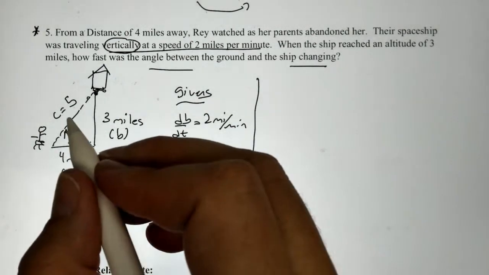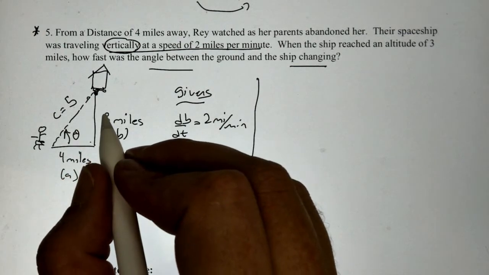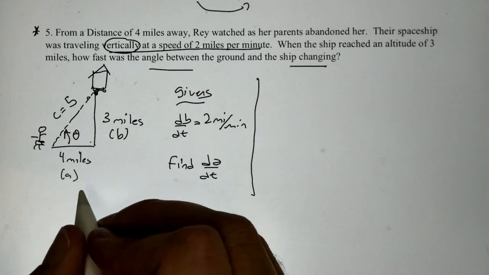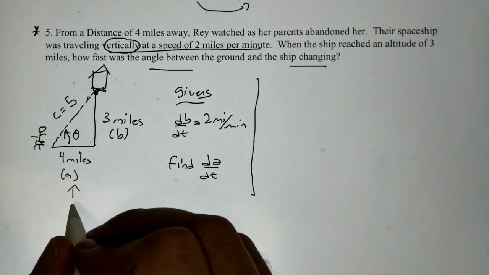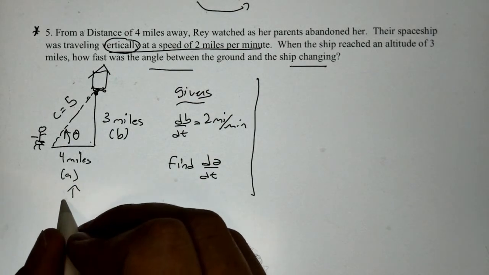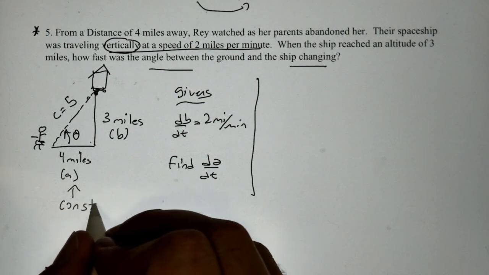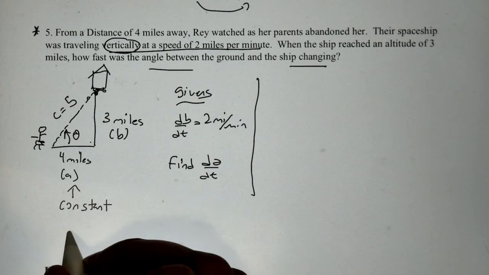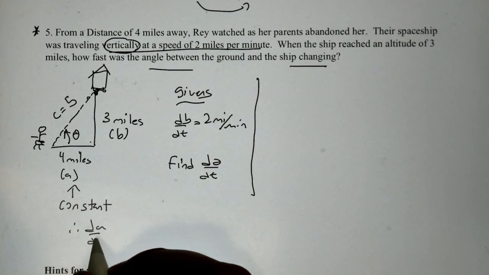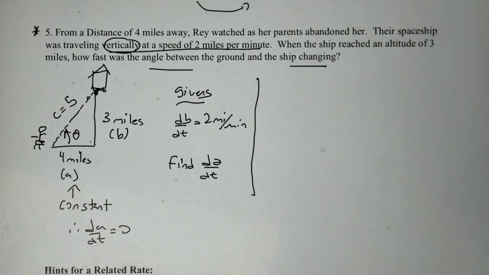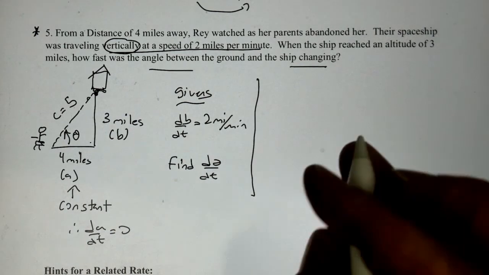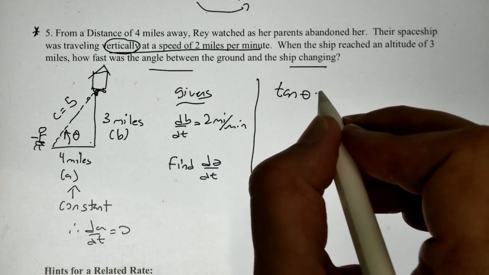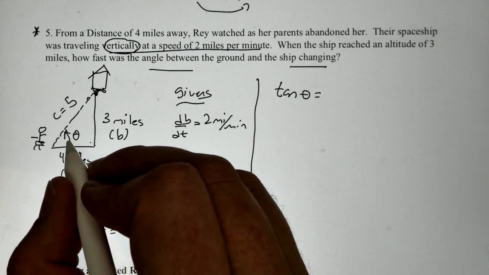So here's what I'm looking for. I am going to use tangent. And the reason I'm going to do that, I'll talk about in a minute. But see this right here? Her distance isn't changing. It's a constant. Therefore, I know the rate of change in A has to be 0. And that's going to help me. So when I write out, the tangent of theta is going to be b over a.